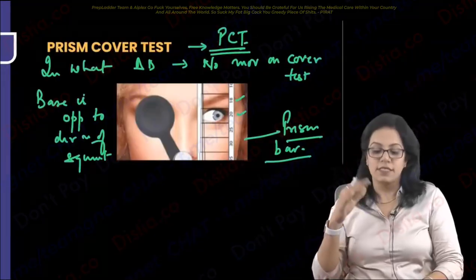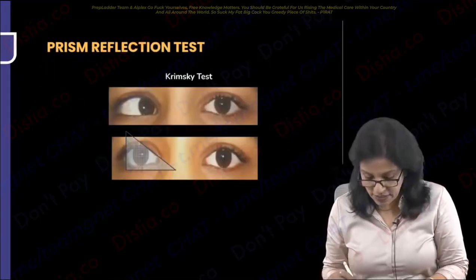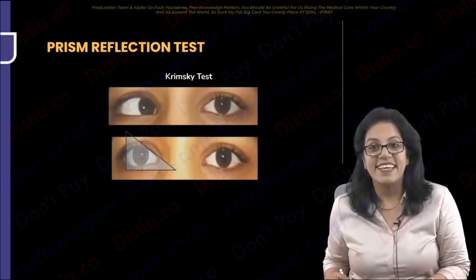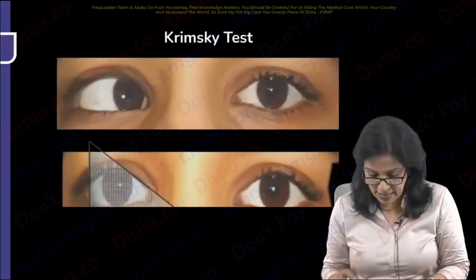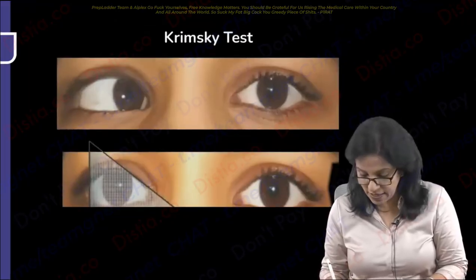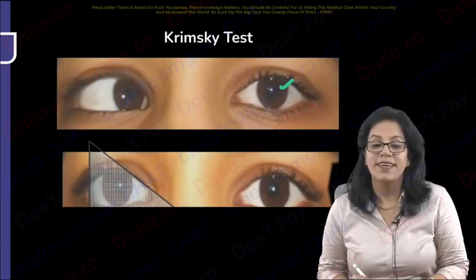What are the other methods? There is one more, that is called reflection test. When you say reflection test, look at this one. Look at the first slide. What do you see in the first slide? What we see is that the right eye is inward deviated. Look at the light reflex. Quick Hirschberg test, if you see there, the light reflex is at the center. Here it is almost at the pupillary border. It is out.